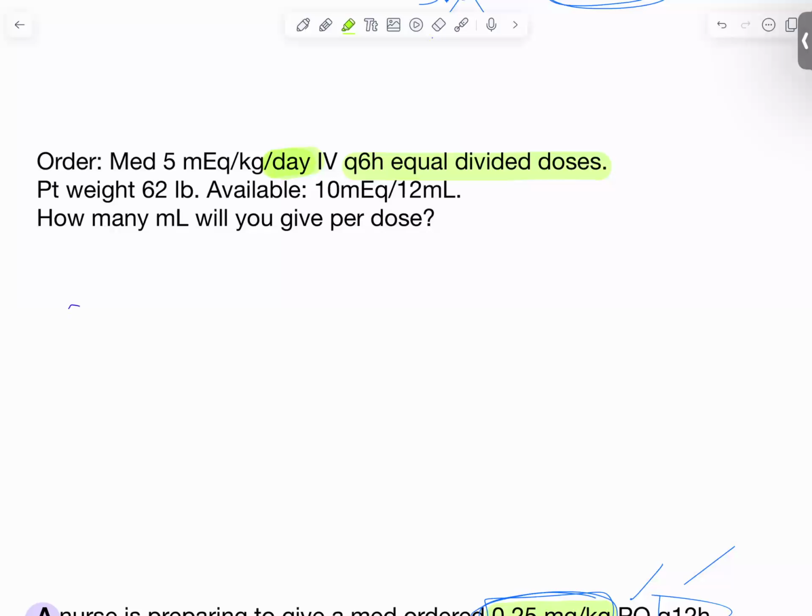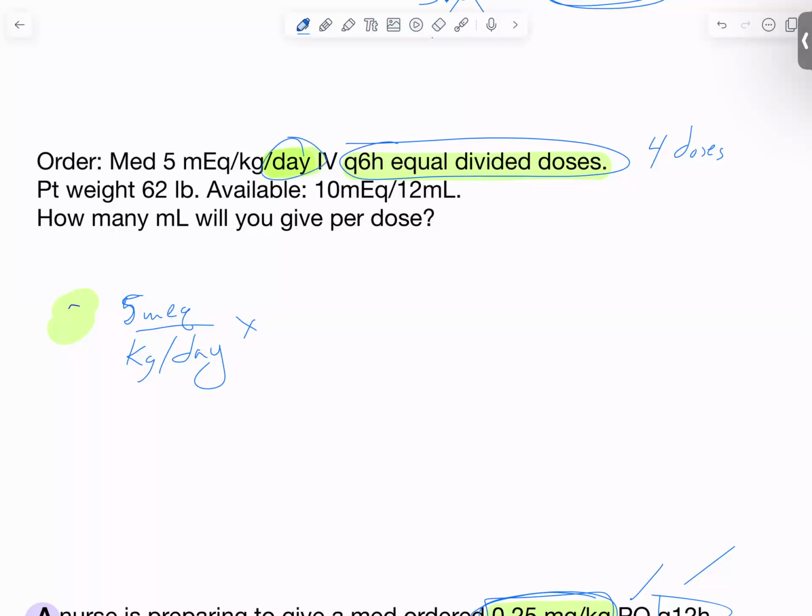All right, so I think you see the difference. So here, what is the order? They're saying this patient should get 5 milliequivalents per every 1 kilogram of body weight for the entire day. That's the difference. So for the whole 24 hours, this patient should receive only 5 milliequivalents. But the doctor wants us to give it in divided doses every 6 hours. Every 6 hours is how many doses? 4 doses throughout the day, because 6 times 4 is 24 hours, and there's 24 hours in a day.